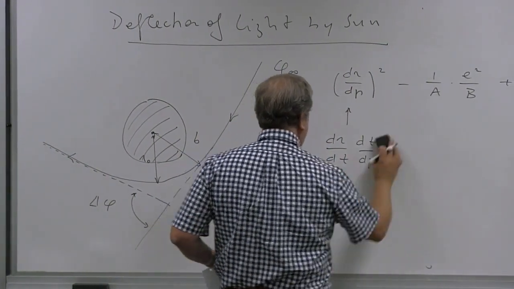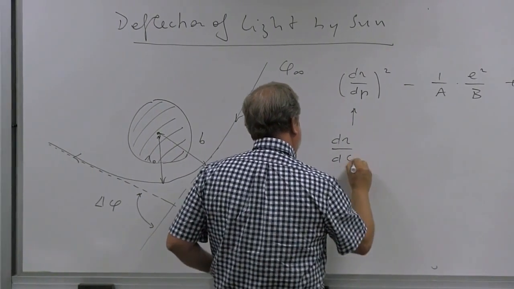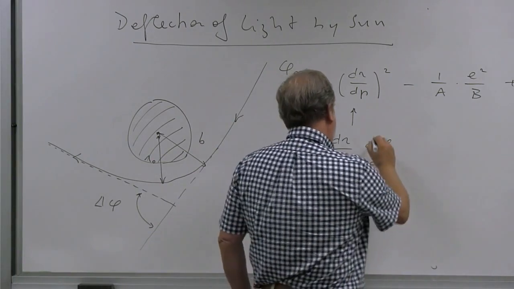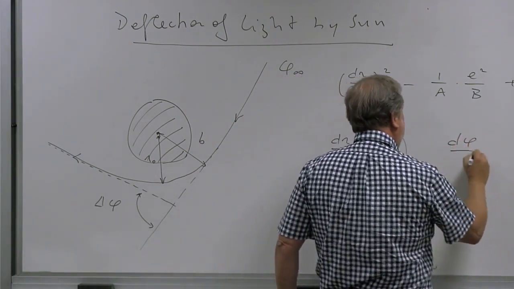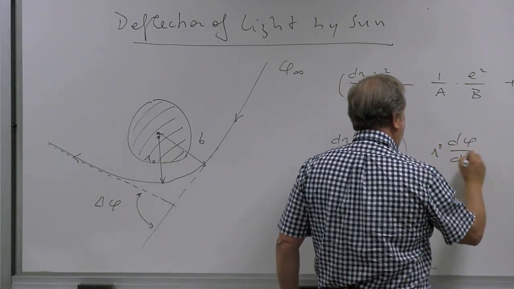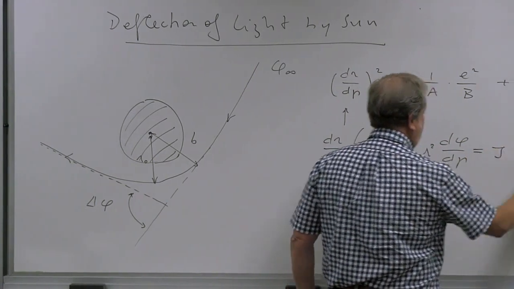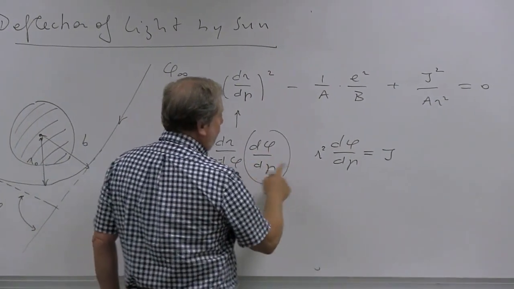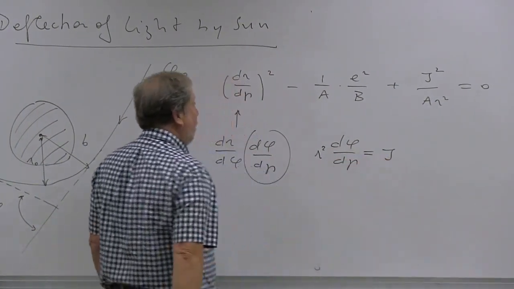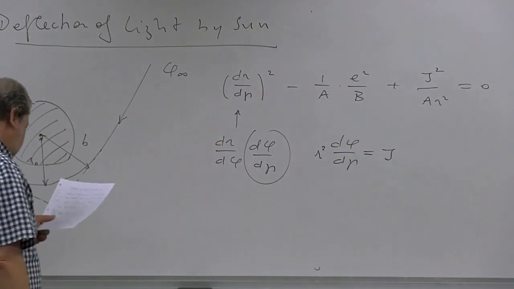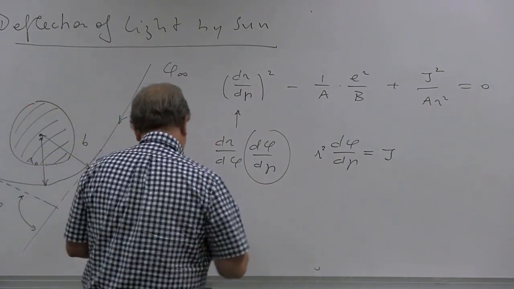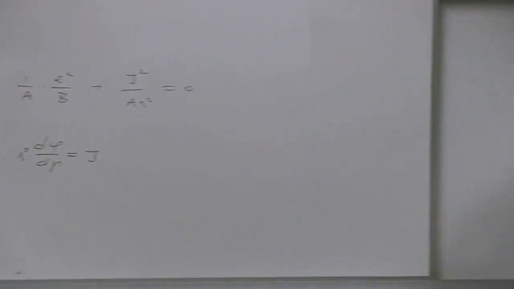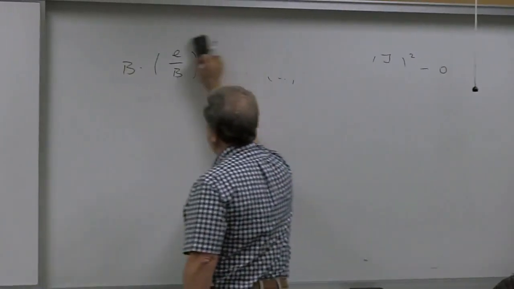Sorry, that's not what I mean. We're going to write in terms of the angle, dr by d phi and d phi by dp. For d phi by dp, we use the fact that r squared times d phi by dp is equal to j. So this term here, when you square it, gives us j squared divided by r to the 4th. We can rearrange everything and isolate the dr by d phi term.